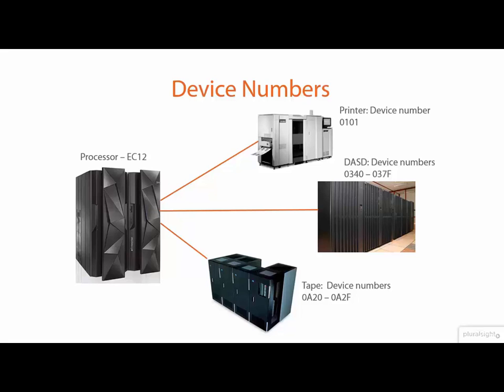So in this example, we see that the printer has one specific device number, while the disks and tapes have a range of numbers representing all the devices available for the operating system use from this particular piece of hardware. So in the case of the disks in this example, we would have 64 devices defined, which would each be a unique volume serial number.